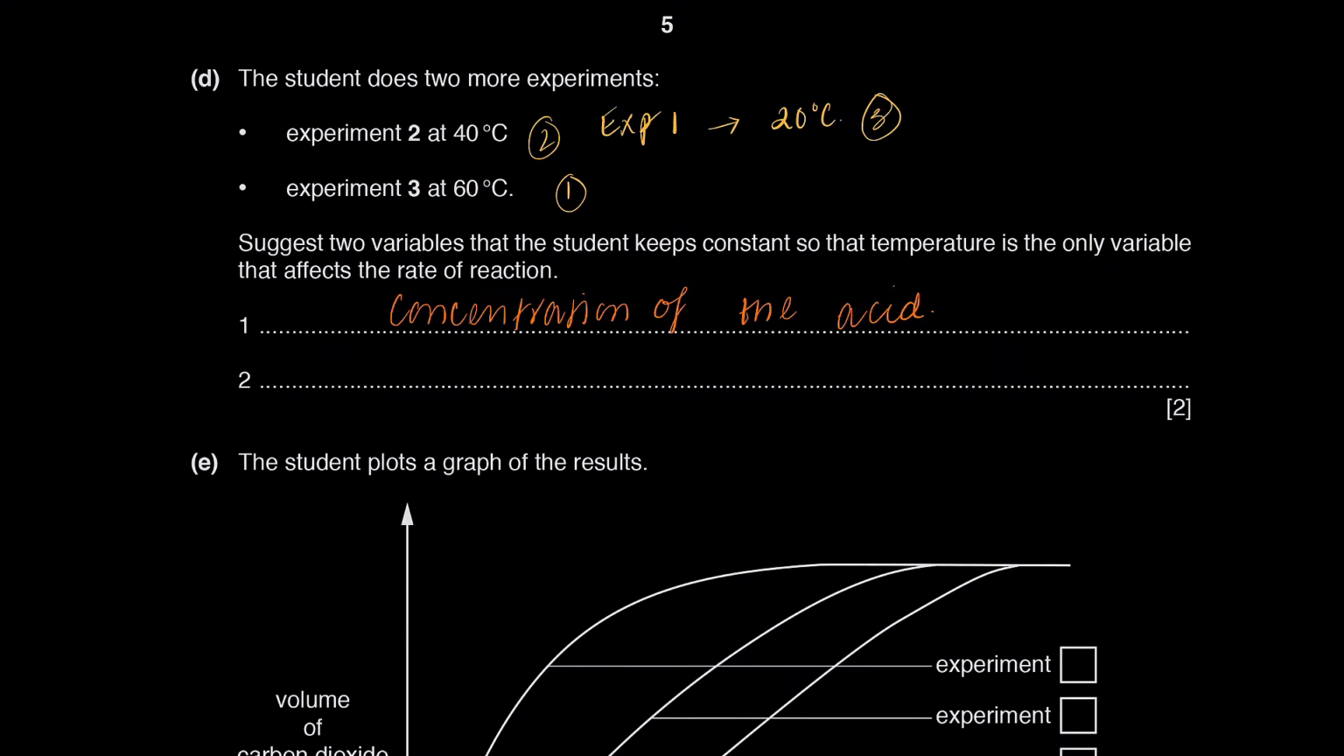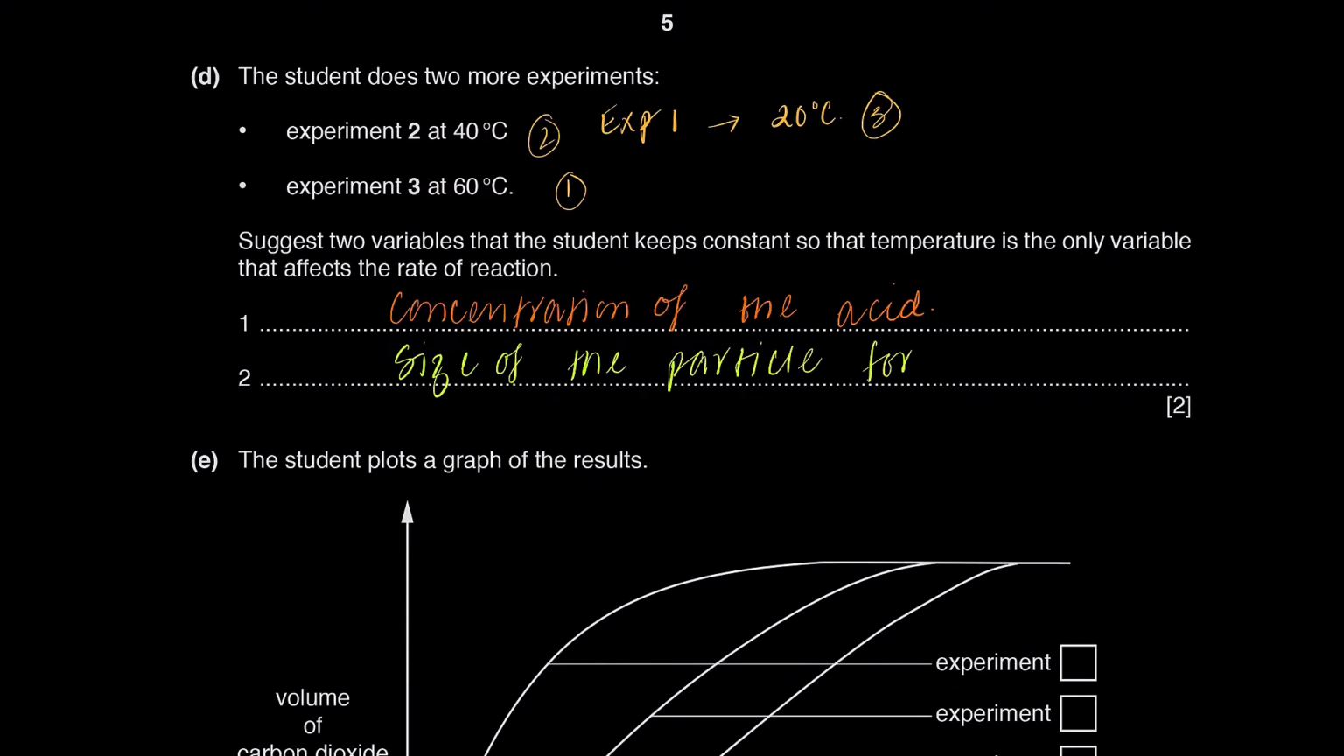What's next? Concentration of the acid, and this is the 3rd time I'm doing this question. What's the other thing? The size of the particles for calcium carbonate. Size of the particles for marble chips, calcium carbonate. Anything else you guys can think of?